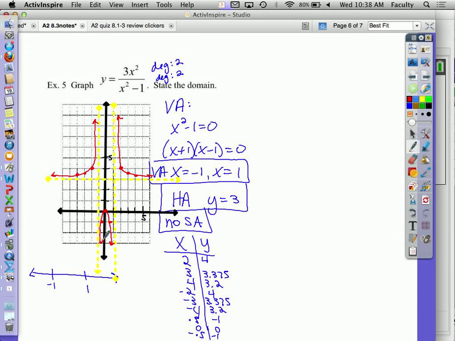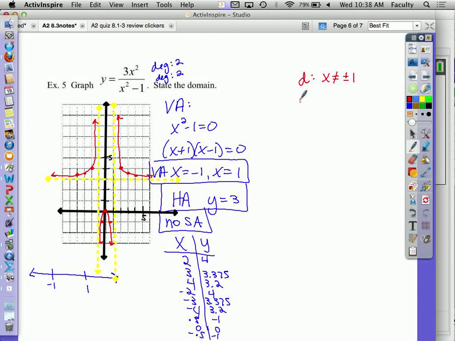Make sure when you're drawing the different pieces that you make them hug the asymptotes, but don't make them touch the asymptotes, okay? That's important. Let's talk domain. Remember, domain is directly tied to the vertical asymptotes. So the domain is all real numbers except plus or minus 1.